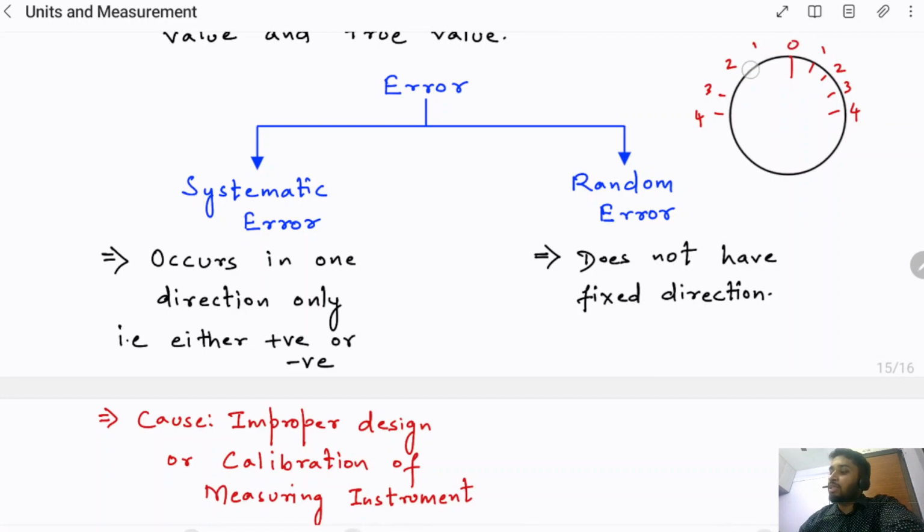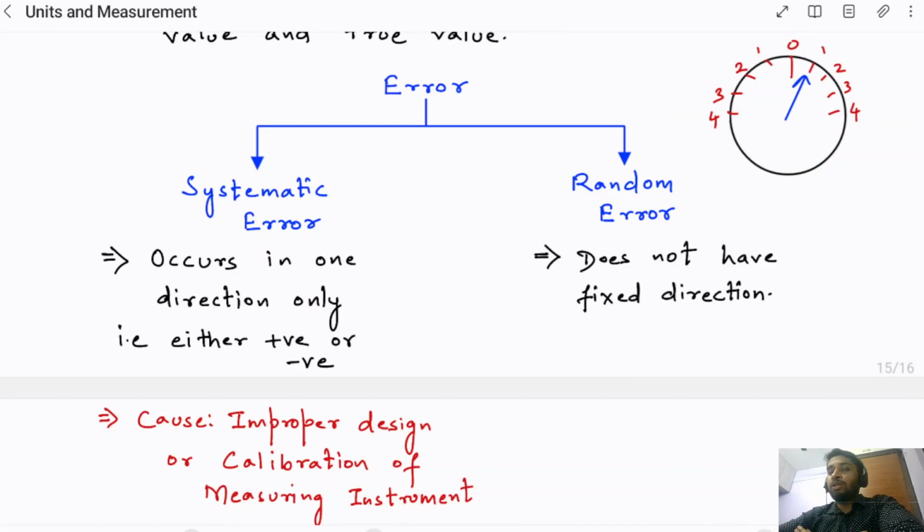But sometimes what happens is that even before connecting the ammeter to something, it will be showing some reading. It might show some 1 ampere or something like that. So in this case, whatever measurement you are going to make from this particular instrument, you will always get 1 ampere extra reading. Meaning, if the true value of the current is 3 ampere, the ammeter is going to show it as 4 ampere.